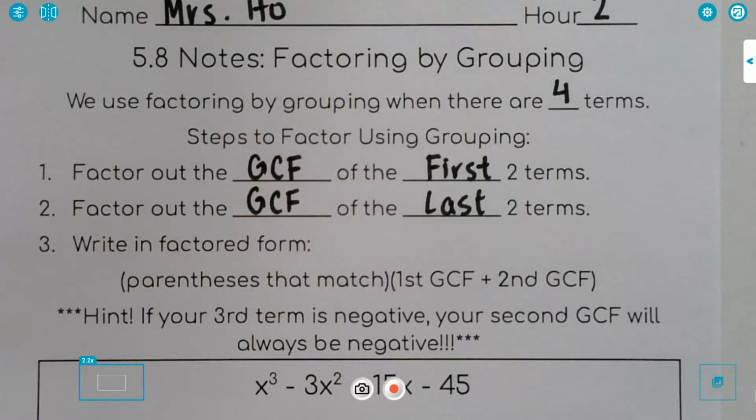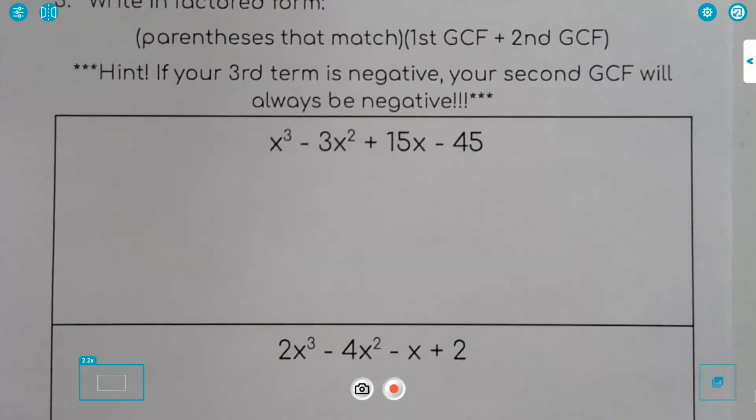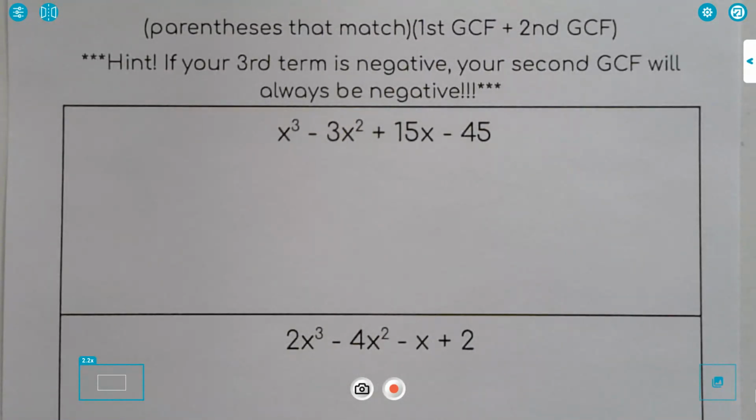So we're going to go through. We've got 3 examples here for you to see this. Let's get started with the first one. Come grab a note sheet, please.